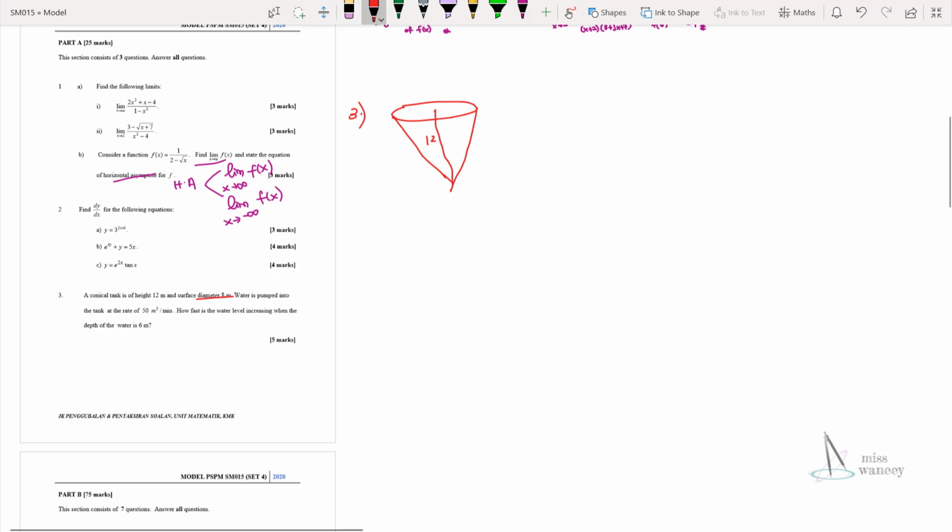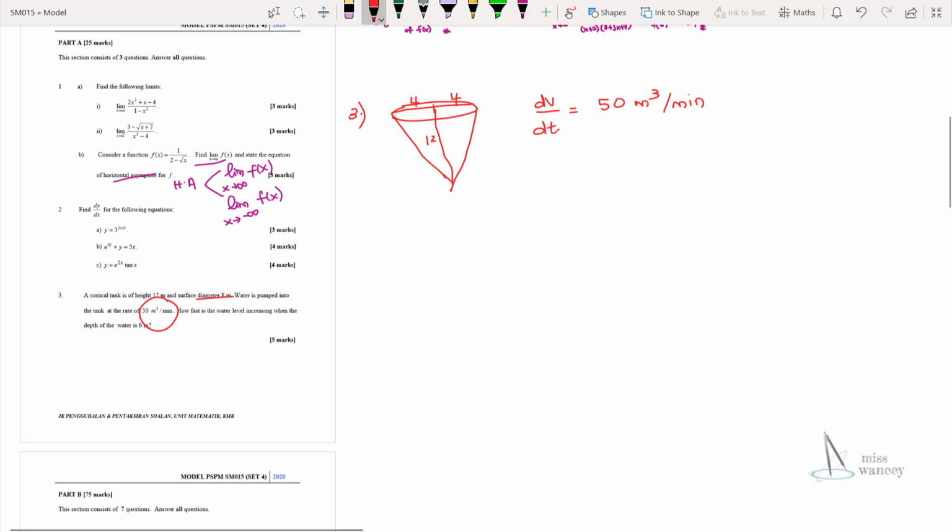Nanti aku guna pembaris. Right, so diameter. So diameter is 8. So that means from here to here is supposed to be 8. So I can separate them into 2. So the radius is 4. So saya tukar kepada radius. Okay, so water is pumped into the tank at the rate. Okay, so pump in. So it's supposed to be positive. So dV over dt, this is equal to the positive of 50 meter cube per minute.